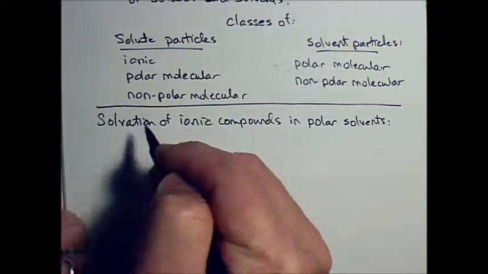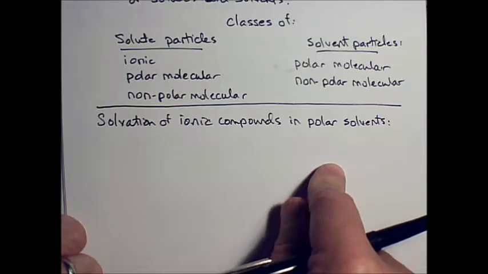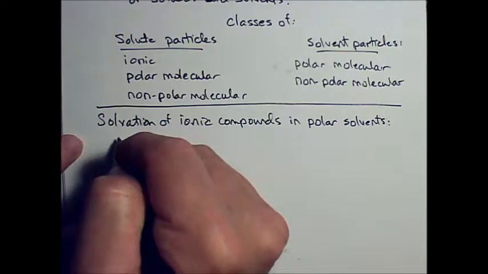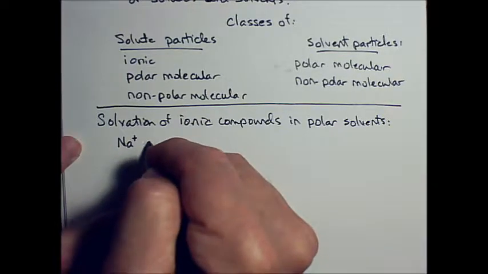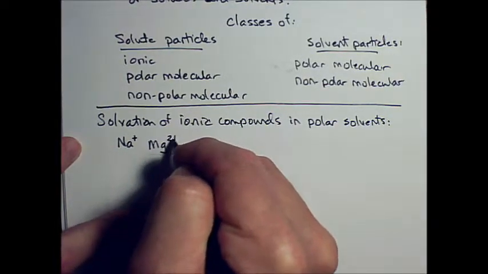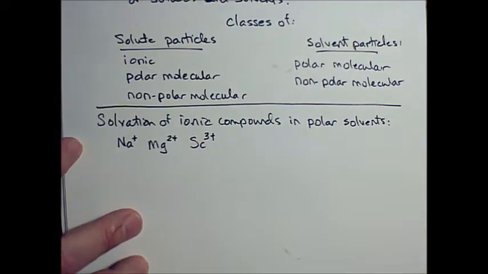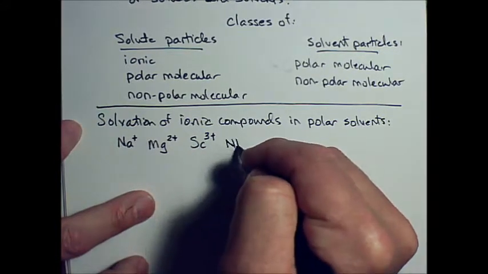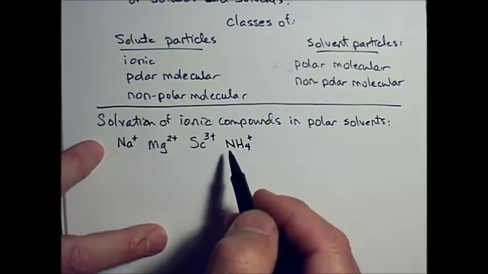Ionic compounds are made of oppositely charged particles, but that doesn't mean a 1 plus and 1 negative charge all the time. Some positive ionic particles, cations, would include the sodium ion, which has a 1 positive charge, a magnesium ion, which has a 2 positive charge, and a scandium ion, which has a 3 positive charge. We also have polyatomic cations like ammonium, NH4, which has a positive charge. And all of these are types of cations.